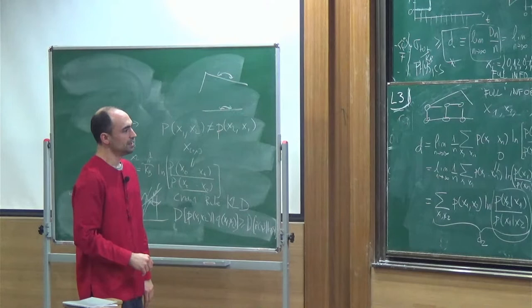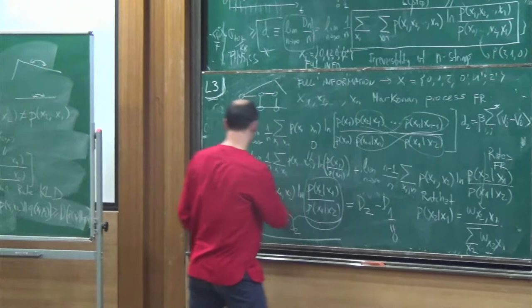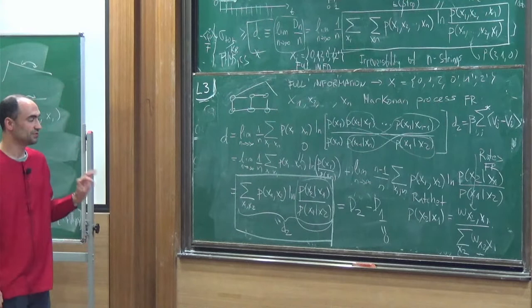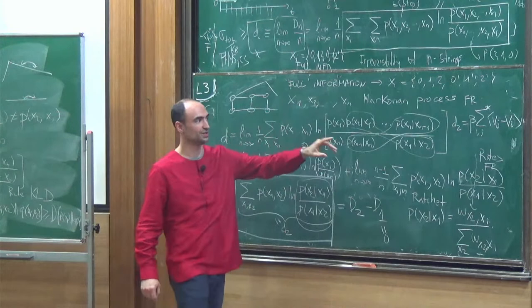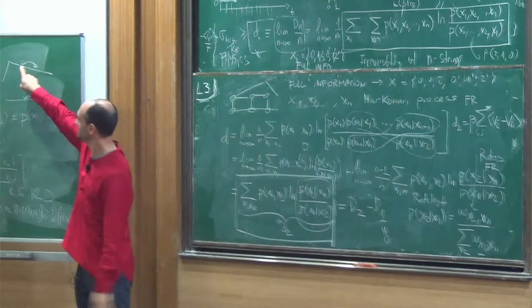Sorry, this rate I understand is p of x2 given x1. After that, what do you mean? What is D2? D2 is defined here. Irreversibility for words of length 2. If you plug in here the conditional probabilities for the biological model that we use, you get this equation where this sum star is the sum over states within each potential.